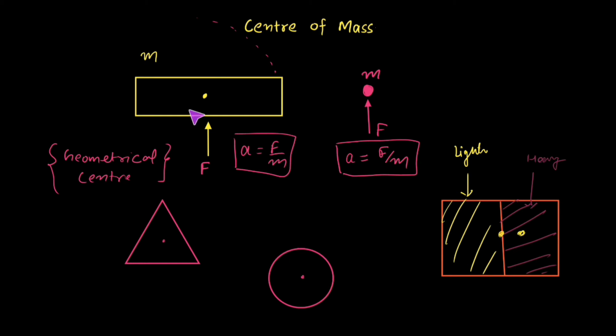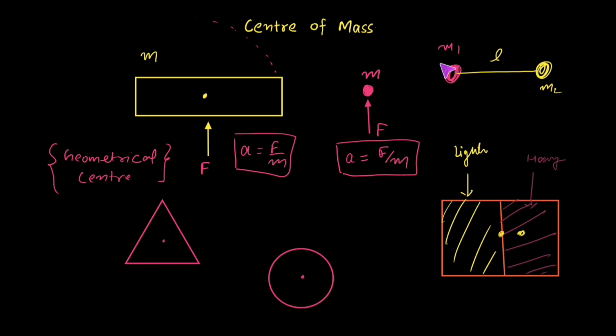So as long as the density of the object is uniform, we can easily find the center of mass from the geometrical center of those objects. If the density is not uniform, then we cannot apply this geometrical center concept in such cases. There's a third case also. Suppose there's a system which consists of more than one mass. Suppose this is mass m1 and there's a mass m2, and these two masses are separated by length L.